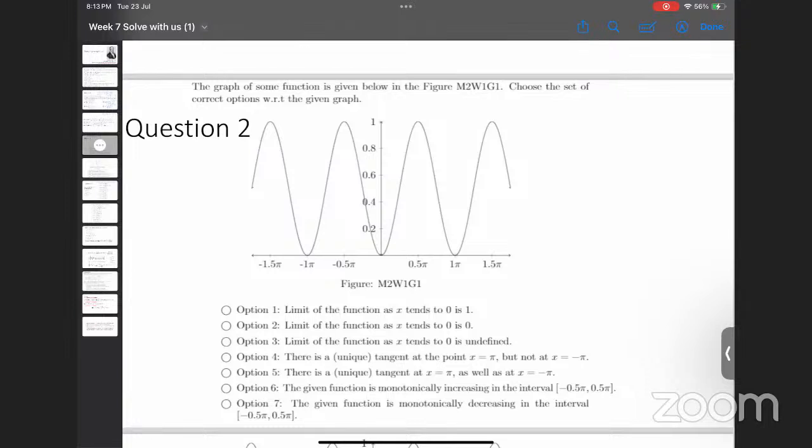You just observe the graph. Okay, you just have to observe the graph. It's a pretty simple question, and just a warning, there may be more than one correct option. So try to check all the options whether they are correct or not.